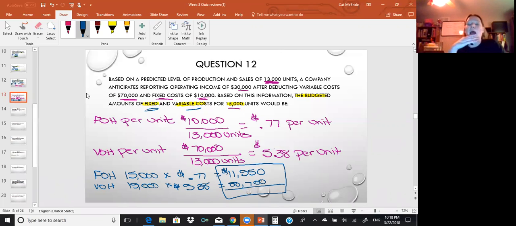All right, so I knew the total. The first thing I had to do is break it down into per unit so that I could then figure out what it would be if I had, instead of 13,000 units, 15,000. All right, are we good here?